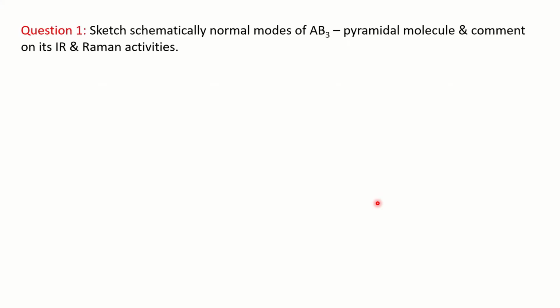So now we'll see the problem of your question paper: sketch schematically normal modes of AB3 pyramidal molecule and comment on its IR and Raman activity. So for this you have to draw normal modes of AB3 molecule, means you have to draw what all vibrations are present in AB3 molecule.